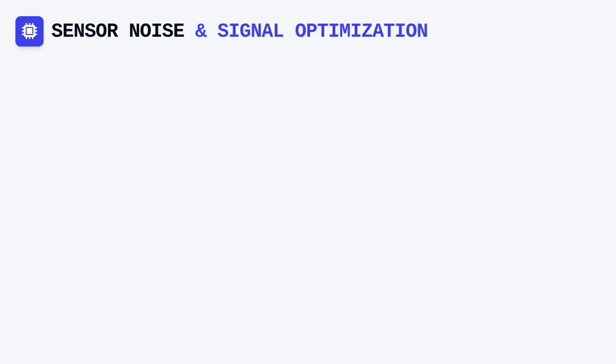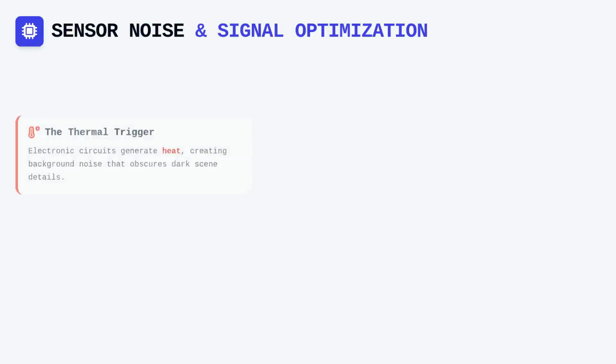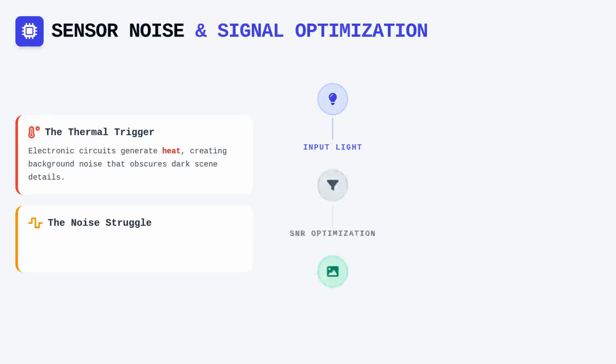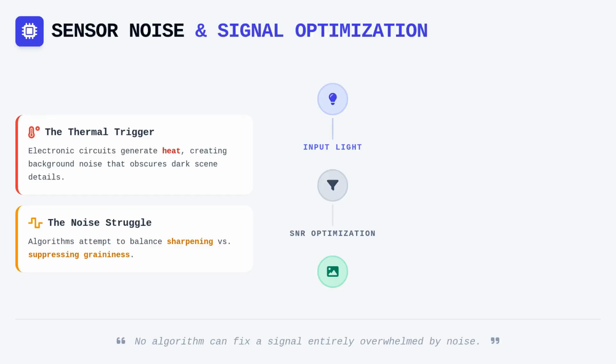Sensor noise profiles are the final variable in this complex equation of image quality. Every electronic circuit generates heat, and that heat contributes to background noise that can obscure details in a dark scene. Through sophisticated signal-to-noise ratio optimization, digital sensors attempt to filter out this thermal interference without sacrificing critical scene information. Engineers have created algorithms that balance the need for image sharpening with the necessity of suppressing graininess, but no algorithm can fix a signal that is entirely overwhelmed by noise.